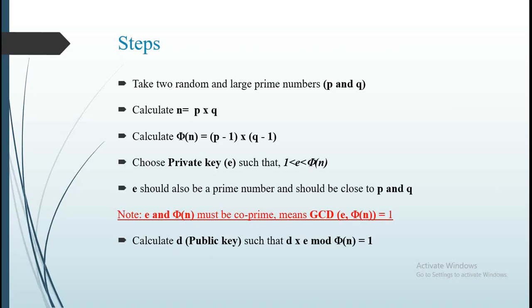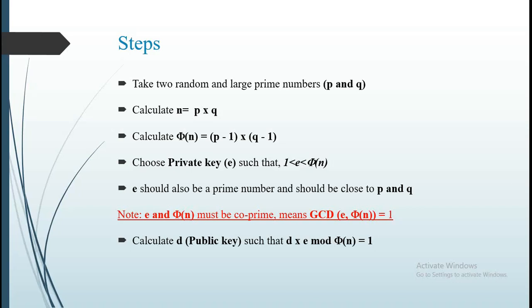First of all, you need to take two random and large prime numbers denoted by P and Q. Then you have to calculate n, which is equal to the product of P and Q, the large prime numbers. Then you need to calculate phi of n, which is the product of P minus 1 and Q minus 1.